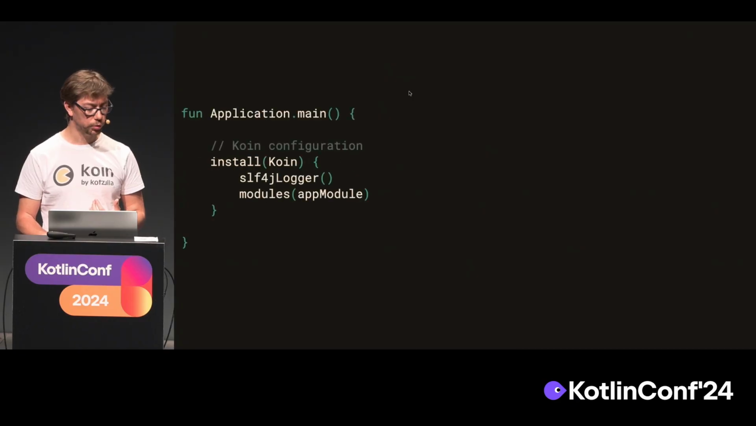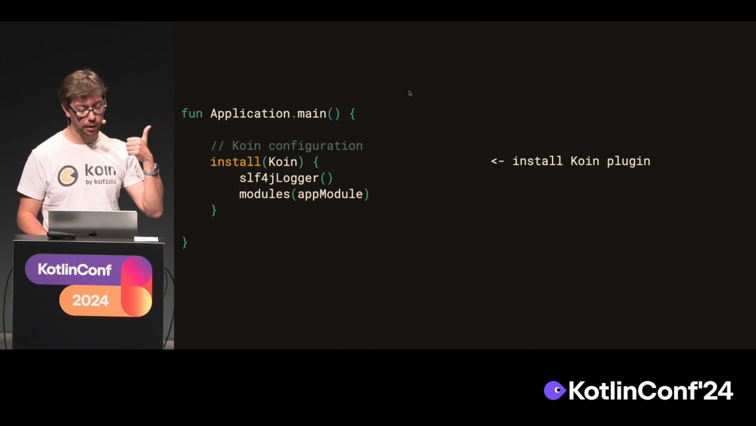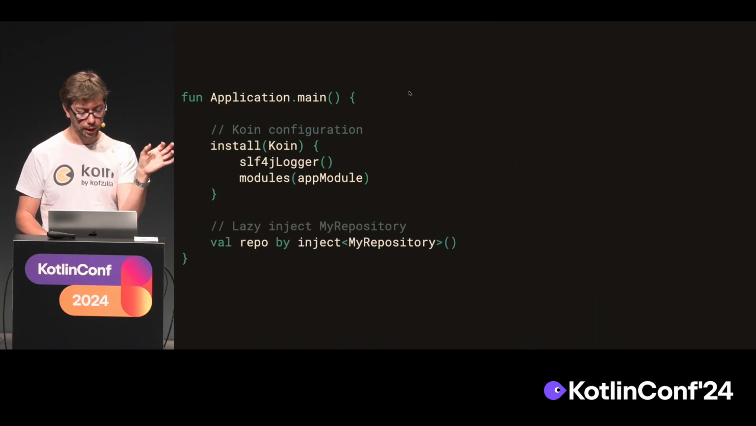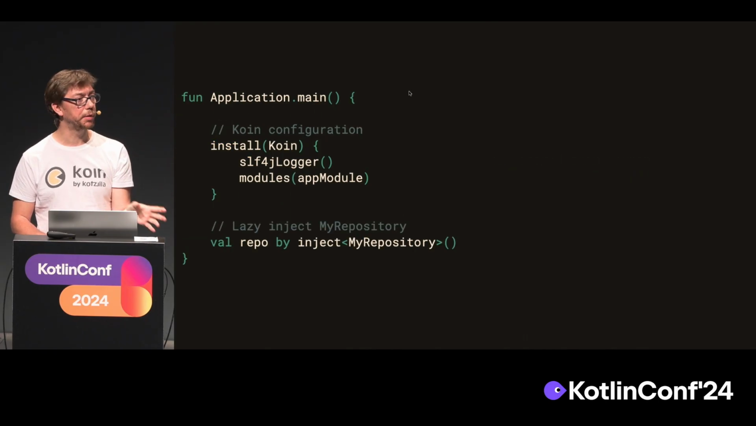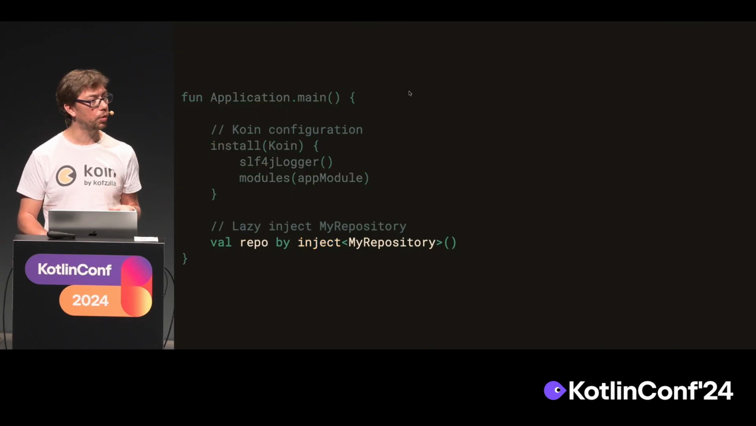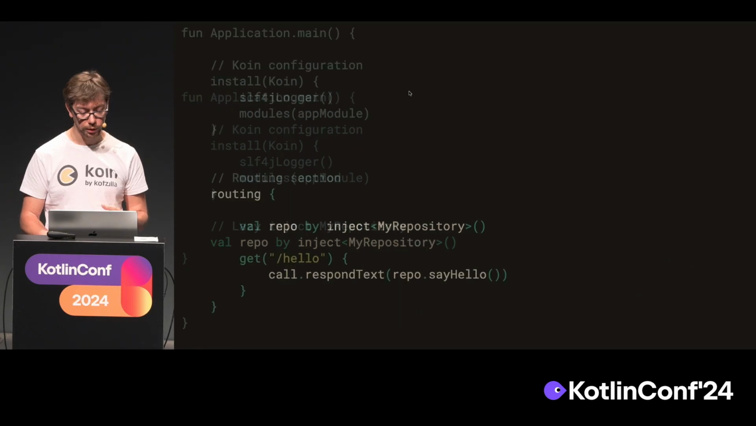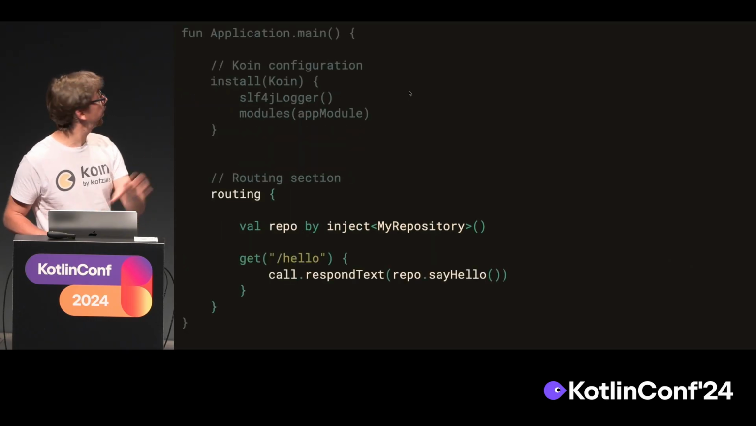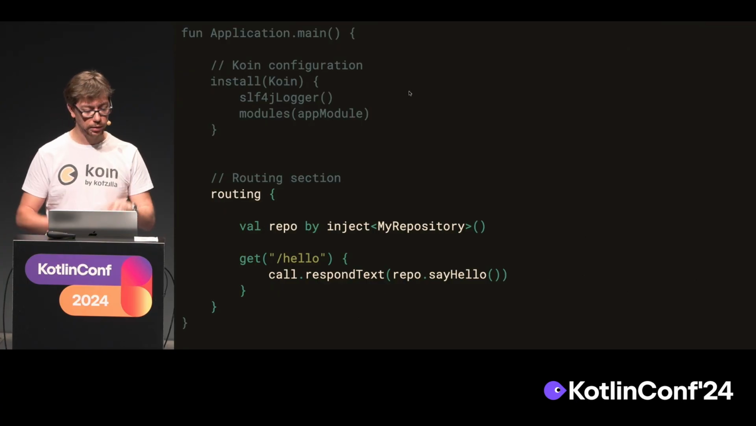What you are doing is just installing your Koin plugin like that. You have your definition, and then you can use by inject everywhere in your Ktor application, and then use the component you want to inject inside that. Then, for example, here you can inject directly inside the route, and then you can use dependency injection by constructor for the rest of your configuration.